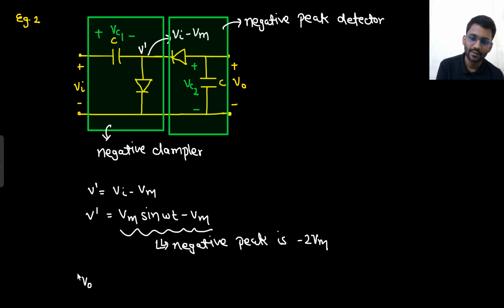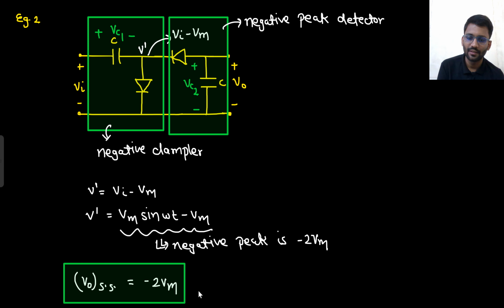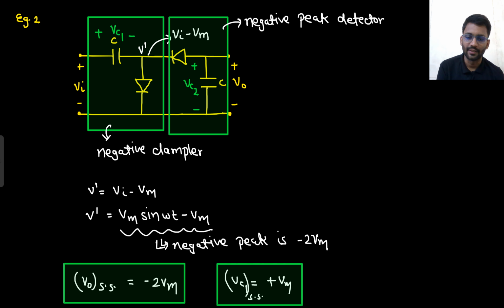So your V naught steady state would be minus 2 Vm, right? And what about Vc1? Tell me what will be the value of Vc1? It will be plus Vm at steady state. Also, you know, here it is Vm, here it is V in, and here it is V in minus Vm. So what should be the value of Vc1? That should be plus Vm only. Or you can say that the capacitor will charge in this direction. When V in is equal to Vm, the diode will be on. So the capacitor will charge in this direction, that will be charged to plus Vm.